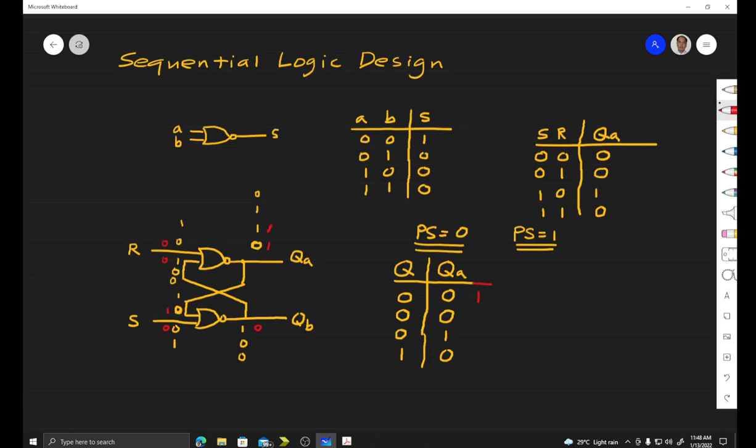So now we have, okay, so we start at, let me draw that in another table.